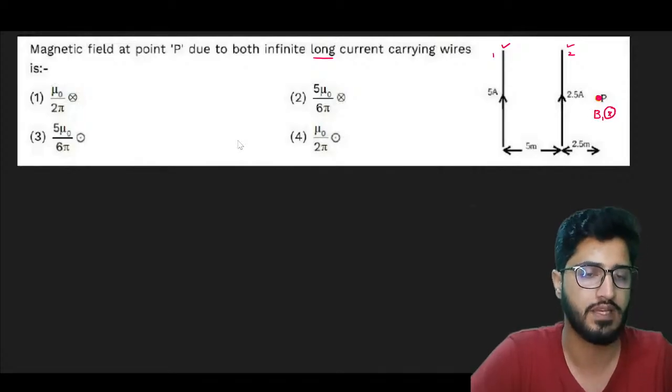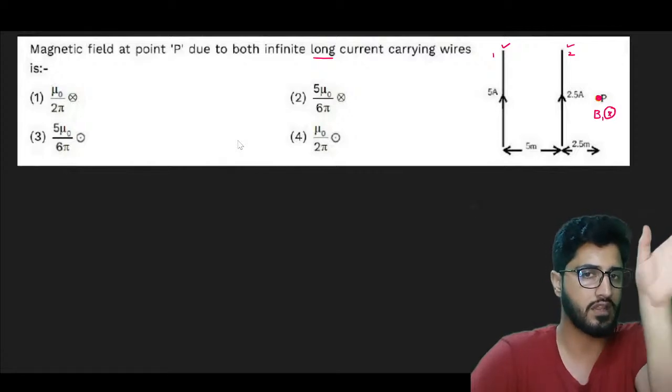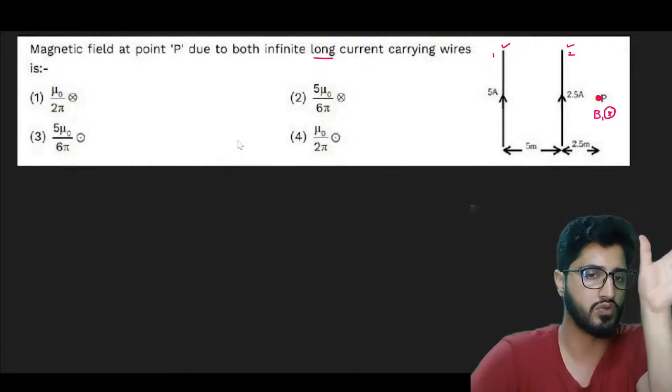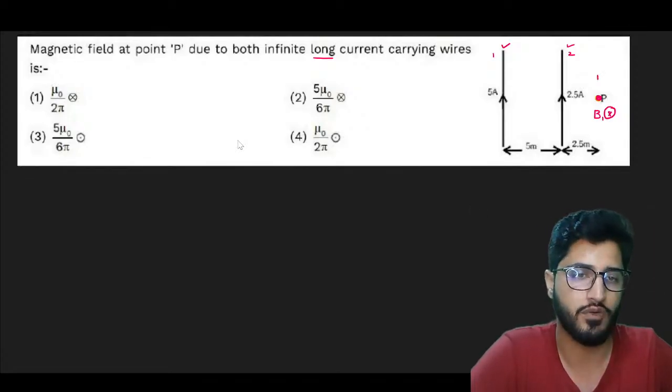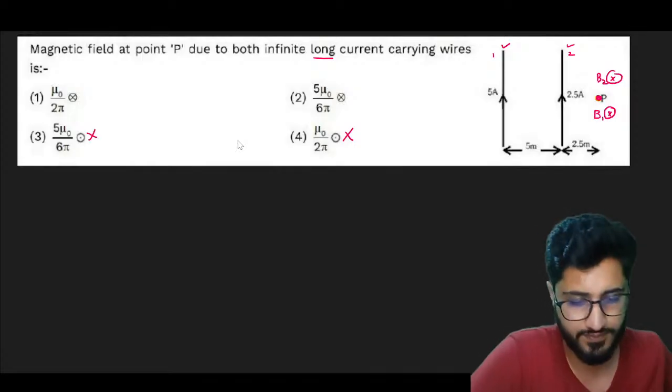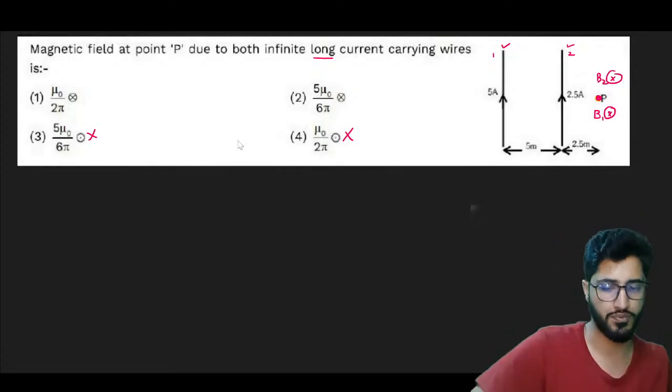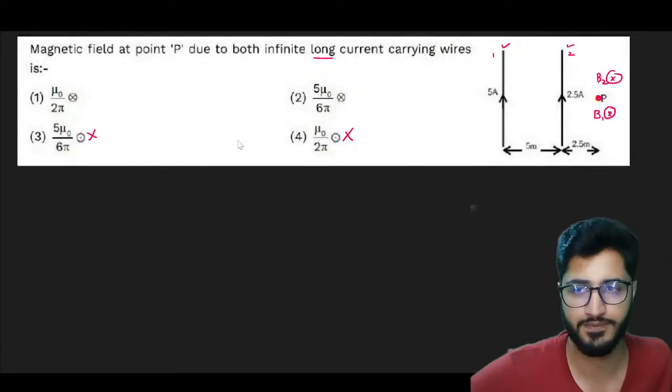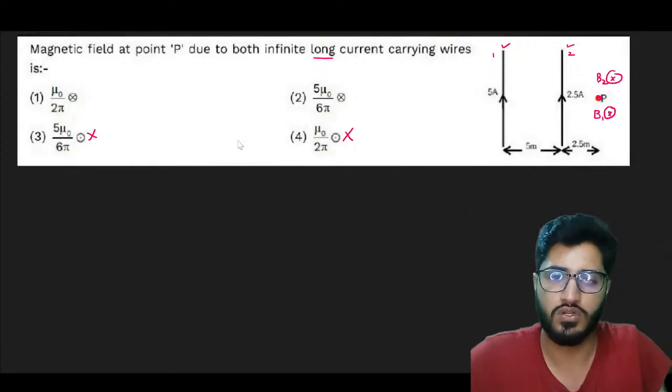Same thing: take your hand, take the thumb towards the direction of current 2. Stretch your fingers towards the point P. Now the palm is inside, so you can write B2 is also inside. So look now, this dot option is wrong. We are left with two options, first and second.